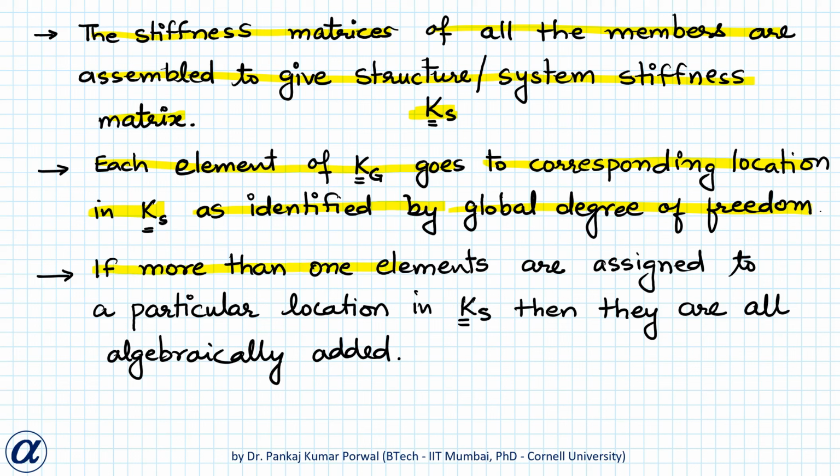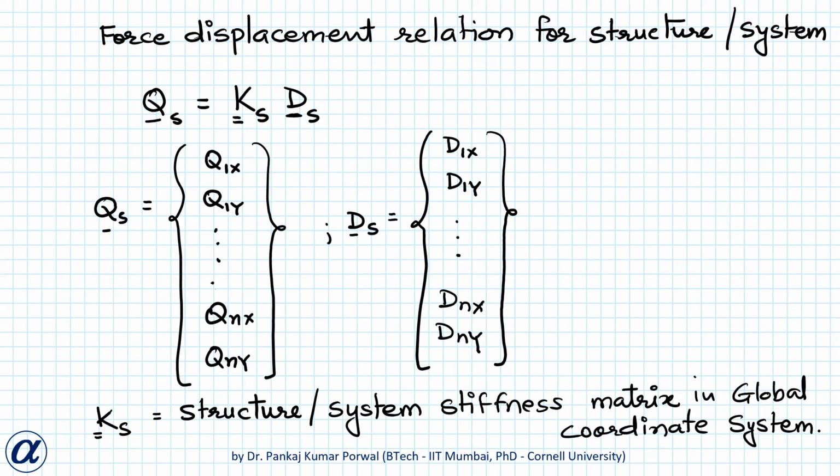And if more than one element is assigned to a particular location in Ks, that is the structure stiffness matrix, then they are all added algebraically. This gives us the force displacement relationship for the entire structure in the global coordinate system, that we can write as Qs equals Ks ds, where Qs is the vector of nodal forces at all the nodes in our structure, and ds is the vector of nodal displacements for all the nodes in our structure.